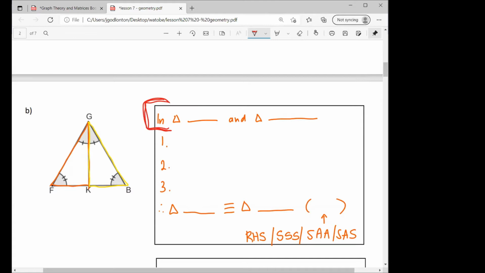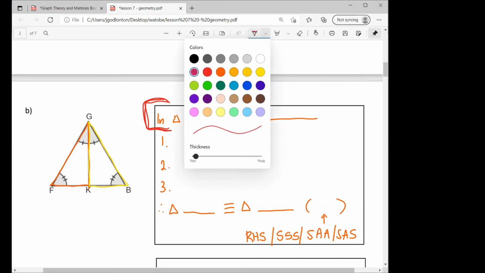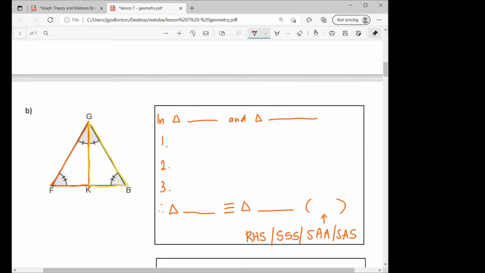Beautiful, Kumba. Yes, guys, there we go. Okay, see, no need to panic. We do this step by step, one thing at a time. Okay, so we're dealing with triangle GKF and triangle GKB. Good. Okay, first step, done. 1 mark sitting in your pocket.